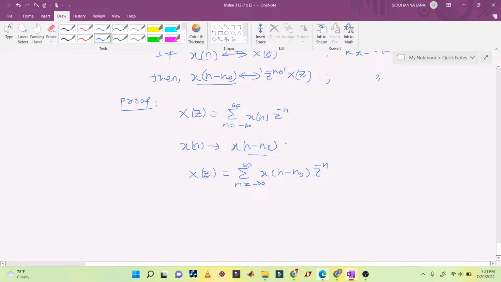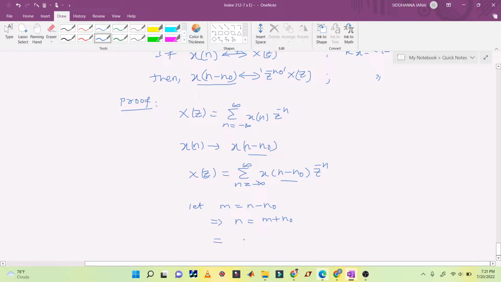This we have studied in the linearity property, the time delaying property of the systems. Same property we are applying here. Now n minus n naught is there, right? Let m be equal to n minus n naught. Then what is n? n is equal to m plus n naught. Okay.